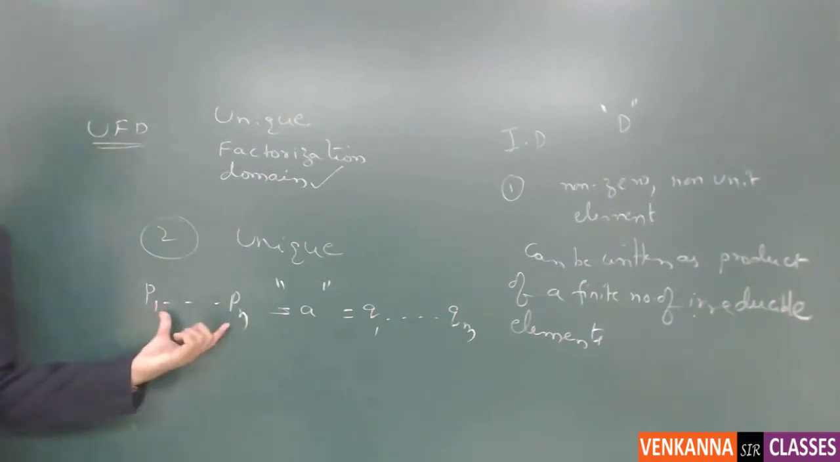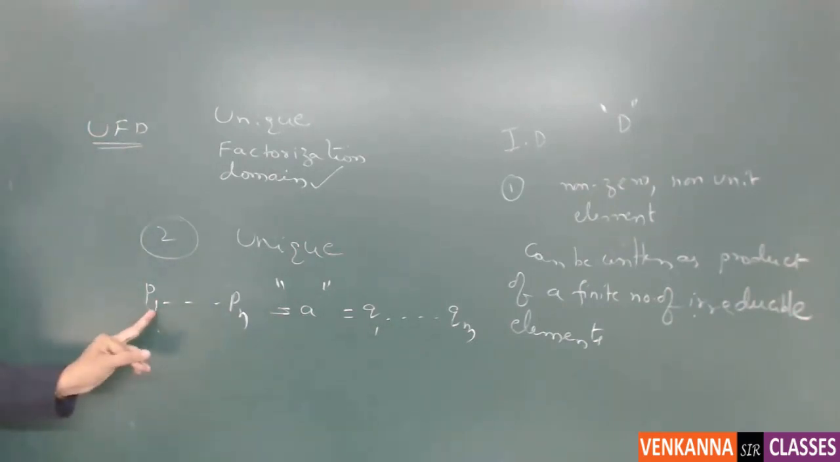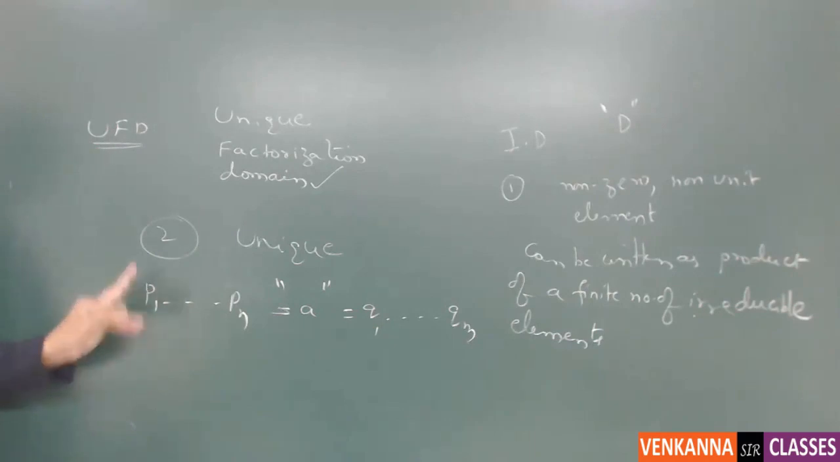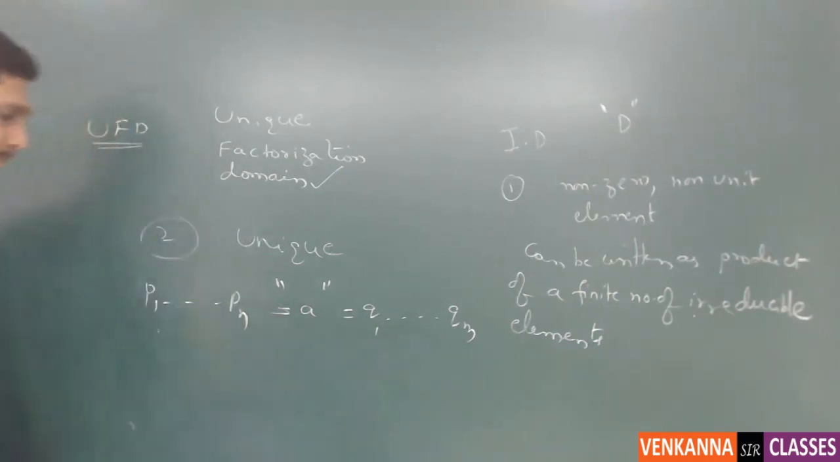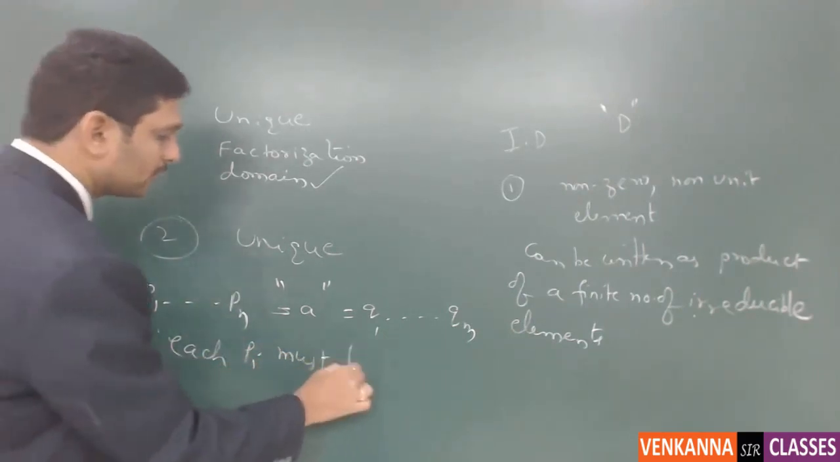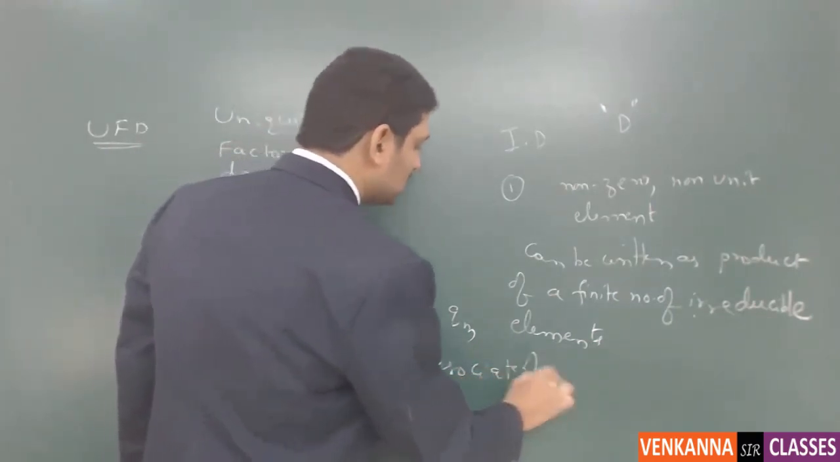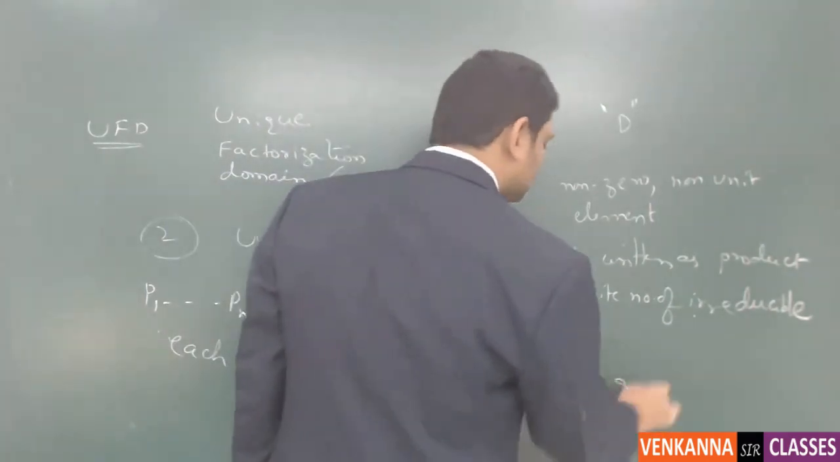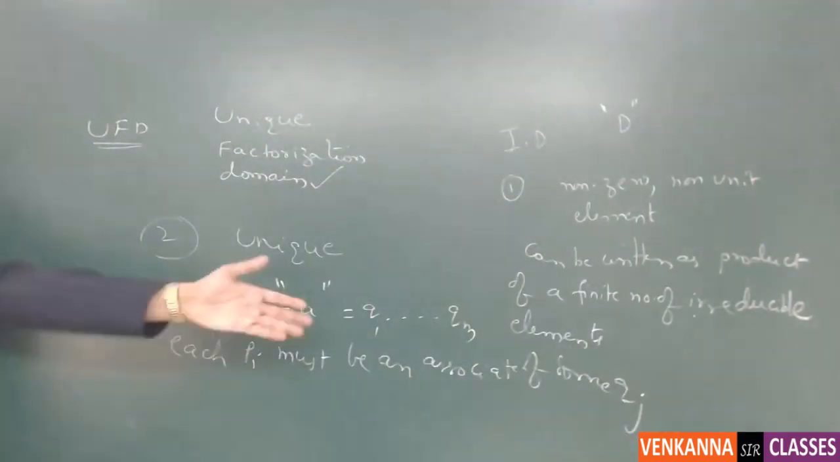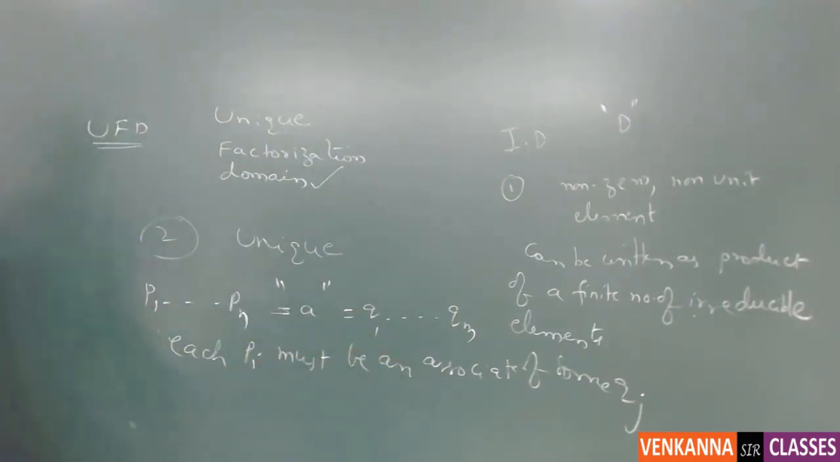Then this is a kind of factorization, and this is a kind of factorization. In these factorizations, each element here must be an associate of some element here. So each Pi must be an associate of some Qj, and vice versa. If this is the associate of this, by default, this is the associate of this. This we call unique factorization.